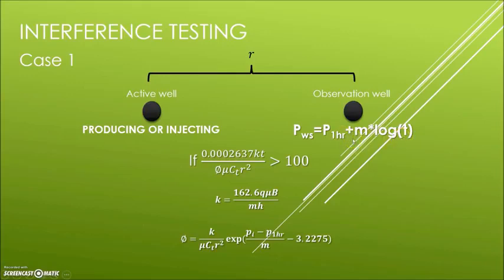log T. So for P1HR, you just simply take the pressure at 1 hour from the graph, and for M, you use the calculated value you have obtained just now. And that's how you find the stabilized well pressure at the observation well after a time t. Now I will proceed to my friend Naim, so he will explain to you about case 2.